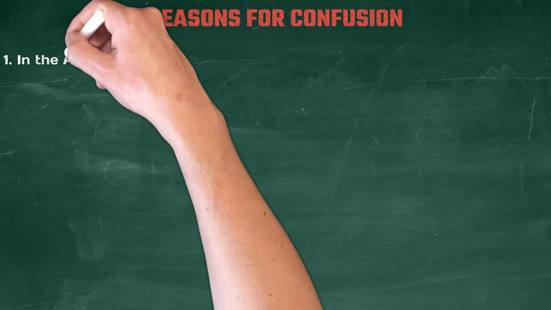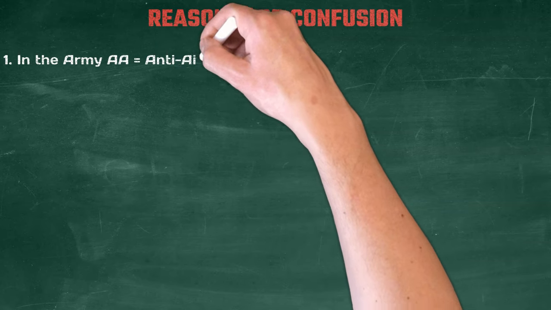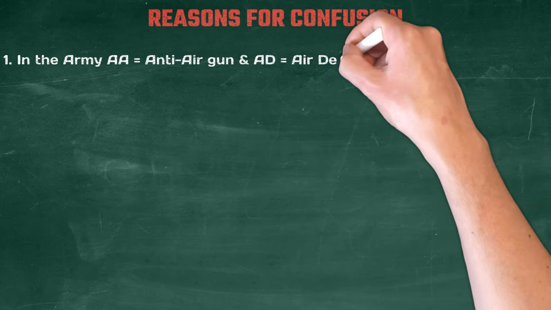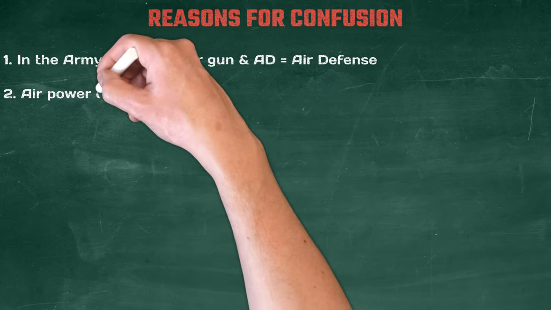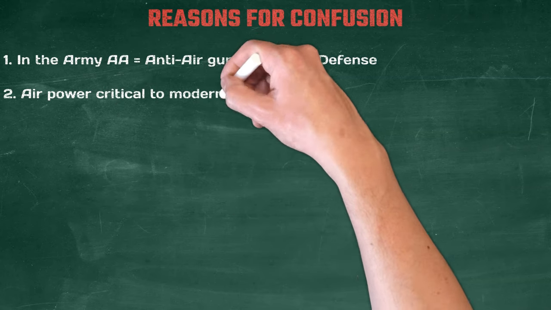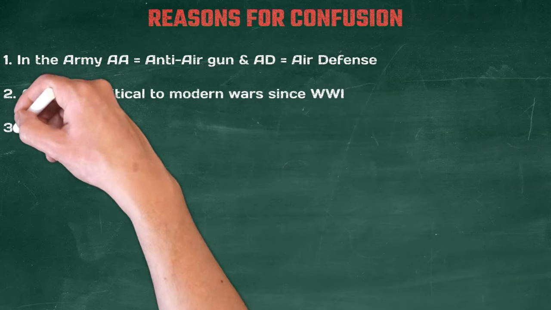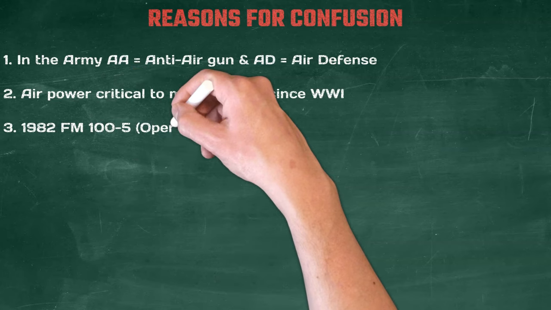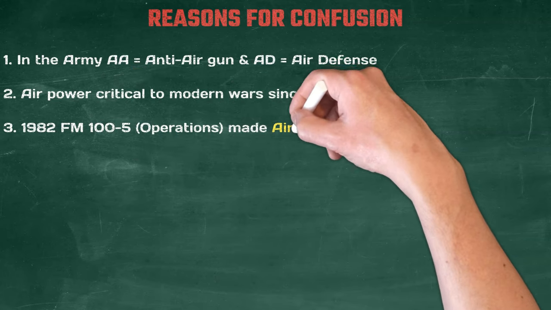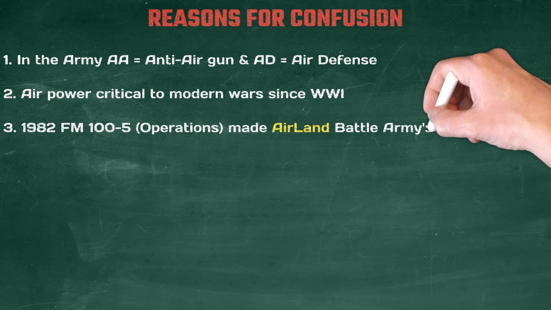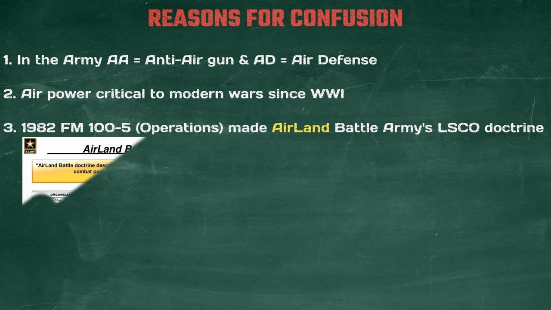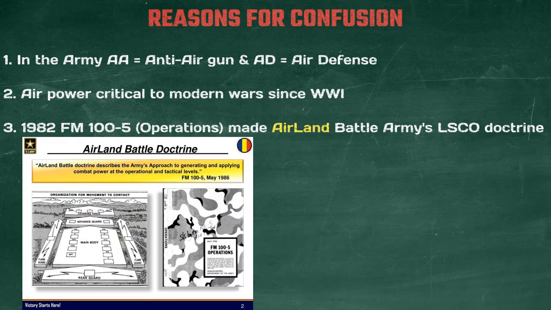AA in the Army stands for Anti-Air Gun, and AD stands for Air Defense. Number 2. Since World War I, air power has been critical to modern warfare. Number 3. Air superiority and supremacy is so important to U.S. Army Combined Arms Operations that in 1982, FM 100-5, on operations, coined the term AirLand Battle as the service's foundational concept of operations and targeting.